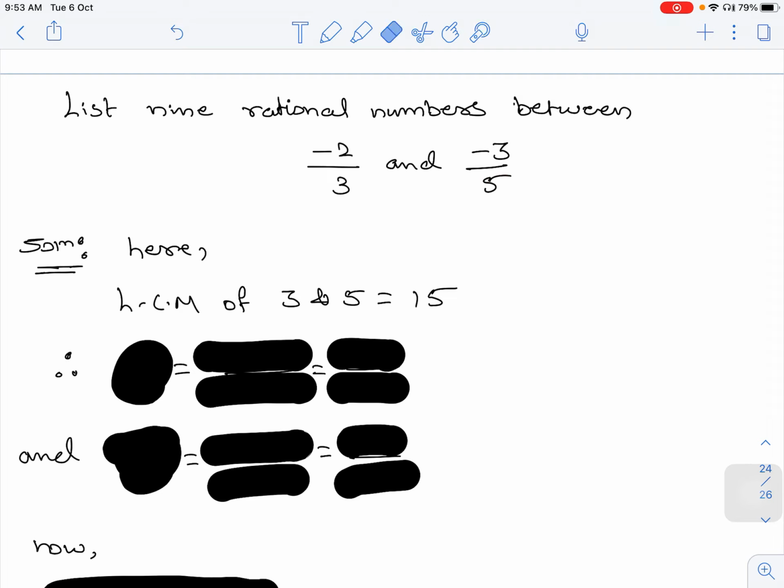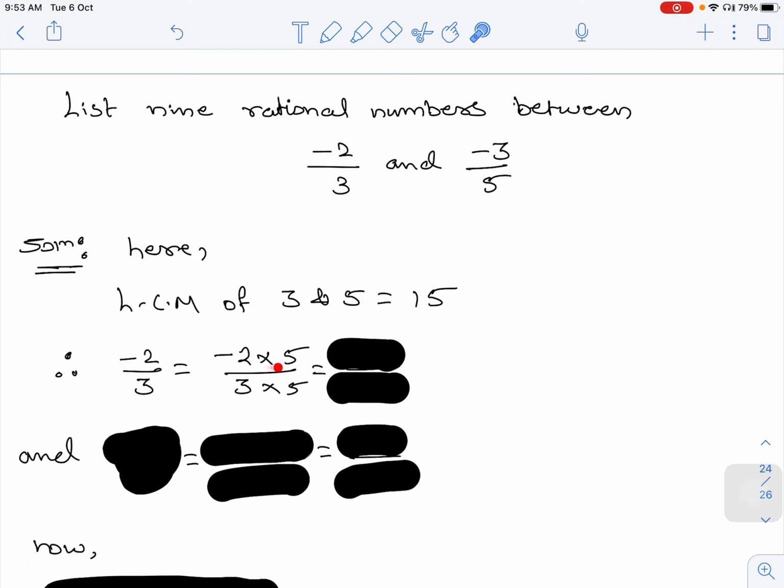Now the first number is minus 2 upon 3. How to make this 3 as 15? We have to multiply it by 5. So we'll multiply the denominator by 5, and the same number we multiply the numerator by. So you get minus 2 into 5 upon 3 into 5. Minus into plus will become minus. 2 fives are 10, and the denominator, 3 fives are 15.